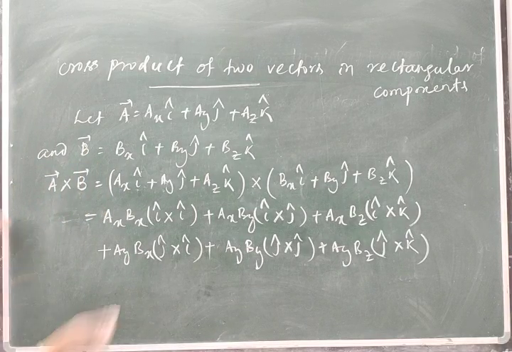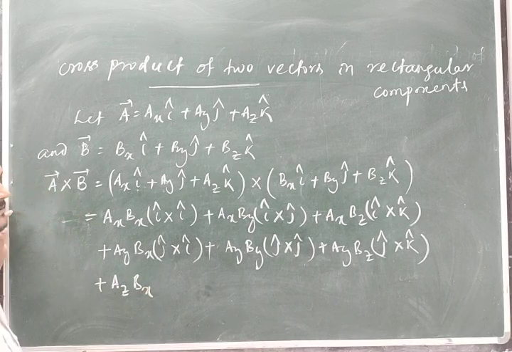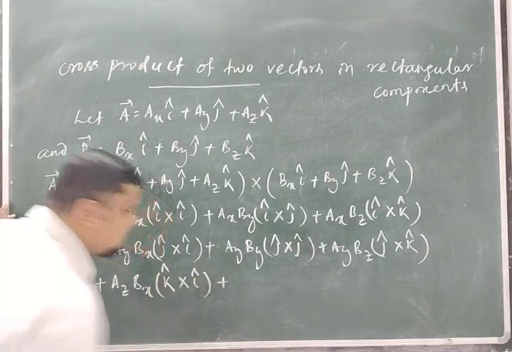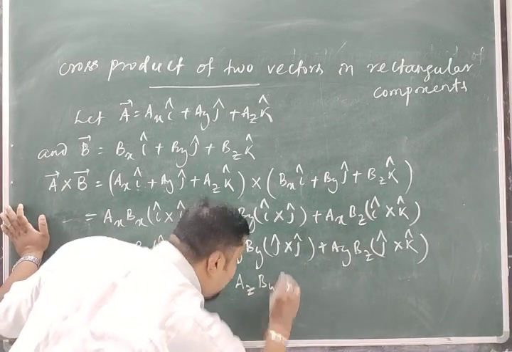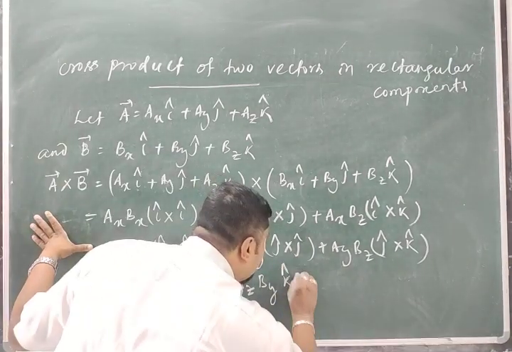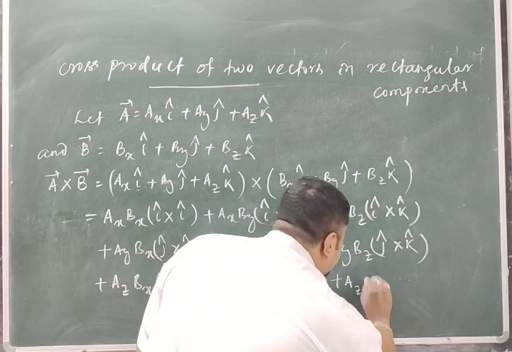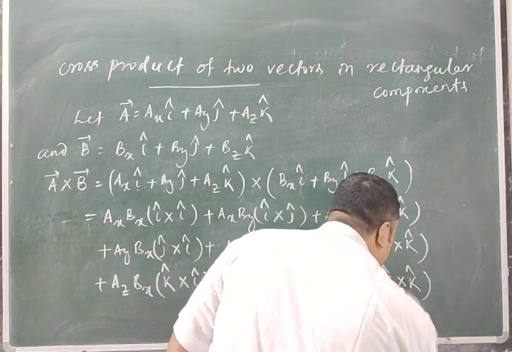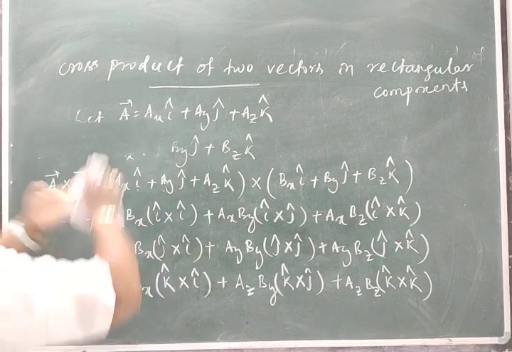Clear? Then the third one: az k cap multiplied by bx k cap cross i cap, plus az by k cap cross j cap, plus az bz k cap cross k cap. Clear, students? Is that clear? So you can do the basis like that. So let me erase this part.